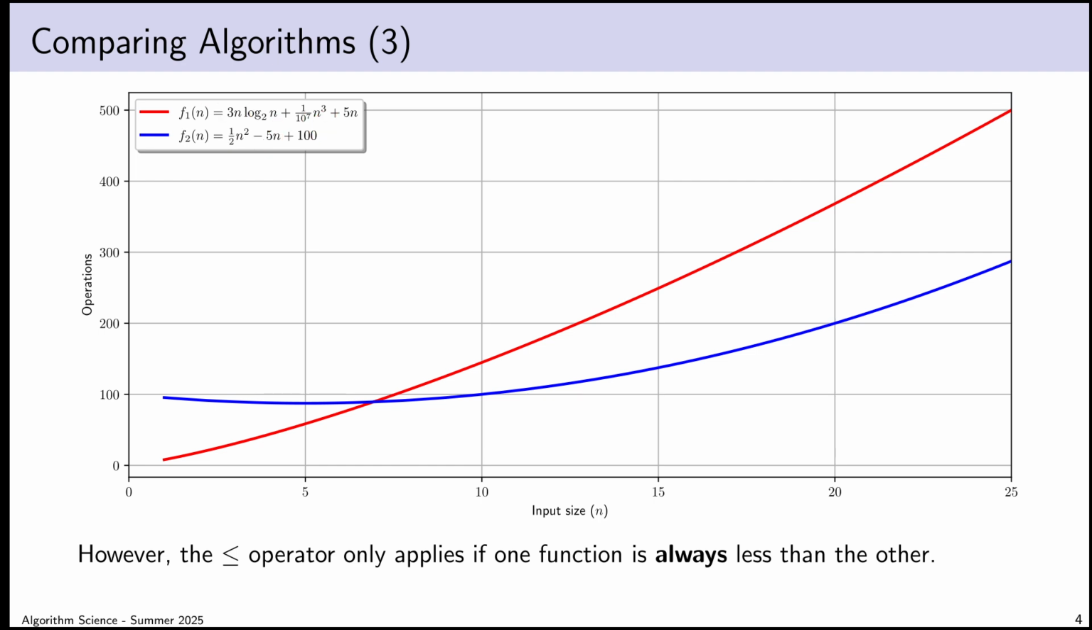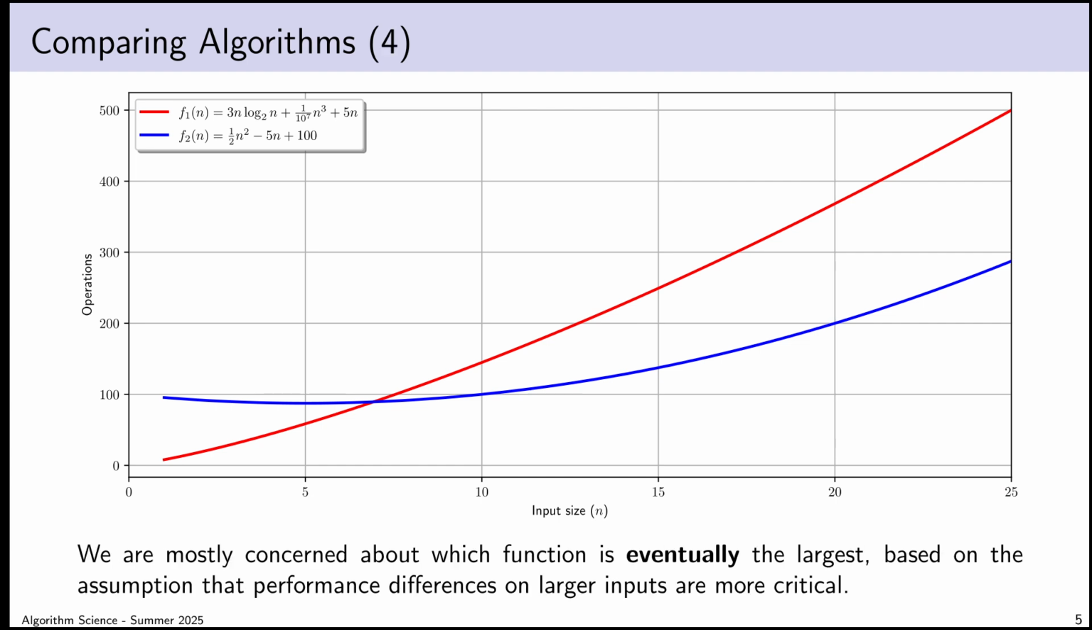So here I'm plotting very small values of n, inputs up to size 25, which we probably don't care about. We don't care that much which algorithm is faster on n equals 25. We can see that in this very local view, it does appear that the red line is taking longer, and the blue line, F2, is taking fewer operations, but we should know by now that that doesn't really mean anything to us.